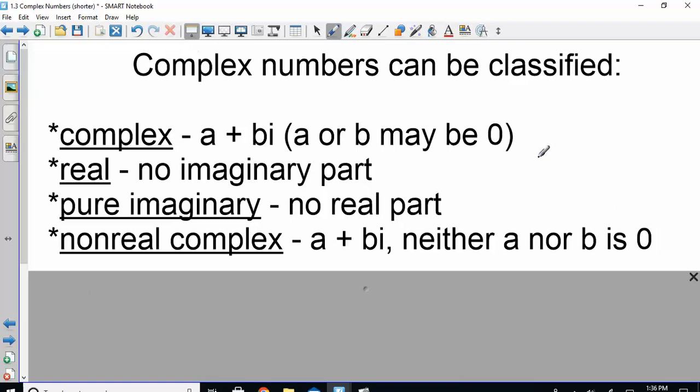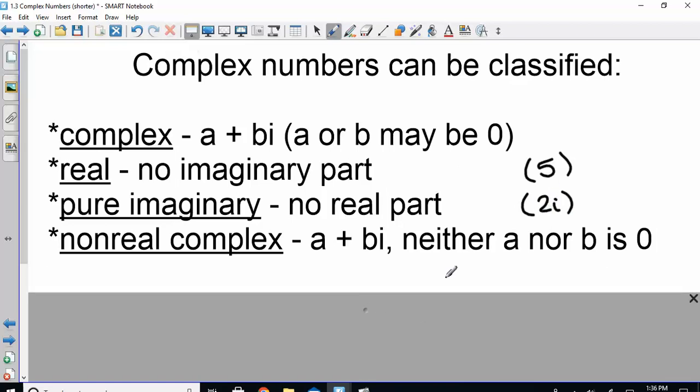Okay, so a real number is like 5. A pure imaginary number would be something like 2i. Non-real complex would be -3 minus 4i. But all three of these are still considered a complex number.